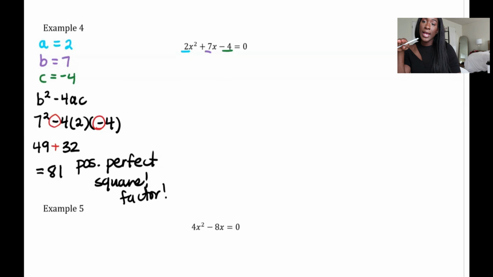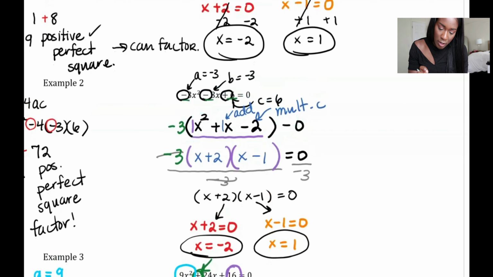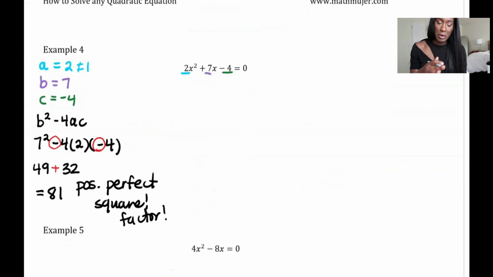Now, remember earlier I said that factoring is not super straightforward when A is not 1. And our A is not 1, our A is 2. And we can't do the same thing we did in example 2 where we factored out that -3. Remember back in example 2? But back in example 2, I was able to factor out this -3 because A, B, and C all had that common factor of -3 in them. That's not happening here in example 4. 2, 7, and -4, they don't have anything in common.